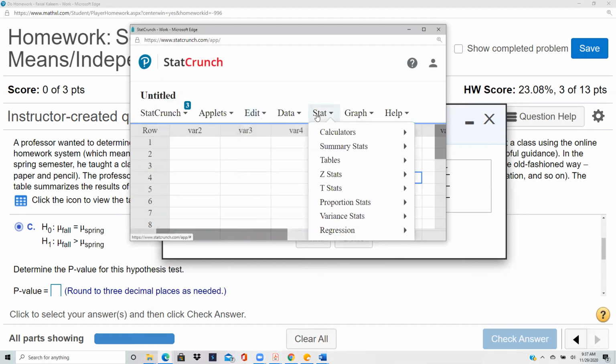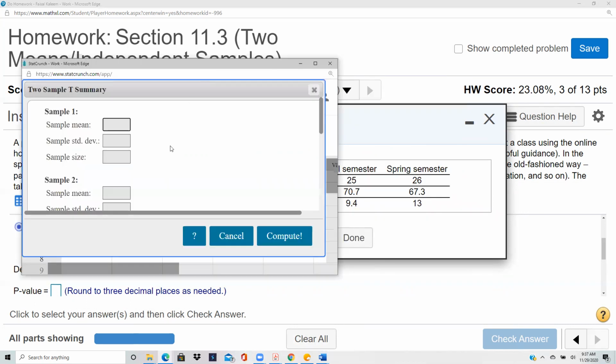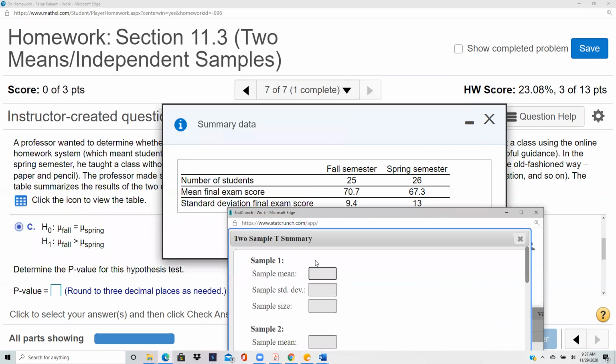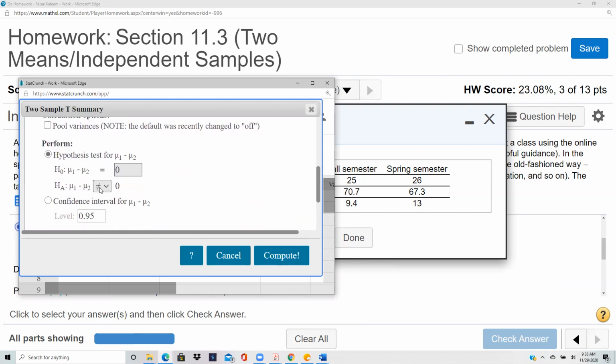So stats, t-stats, two samples with summary. Okay, sample one was the fall semester. So the mean is 70.7. Standard deviation is 9.4. 25. And then for the spring, it was 67.3, 13 and 26. And we want the fall to be greater than the spring.